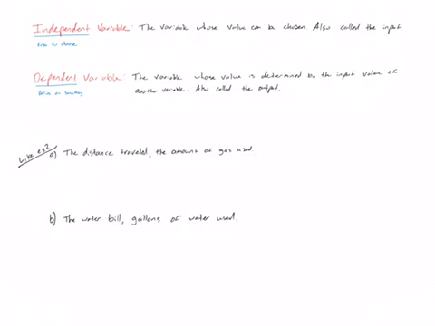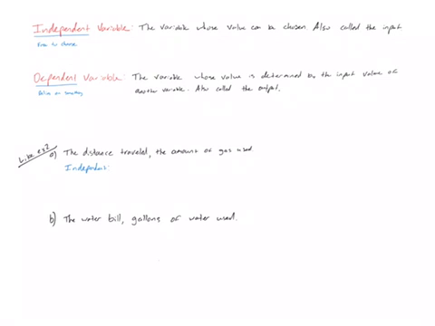Let's see if we can identify which is which. It says the distance traveled and the amount of gas used. So one of these is independent, one of them is dependent. So let's try to find the independent one. Which one of these can we choose? Well, I can choose how far I go, right? But I can't necessarily just choose how much gas my car is going to use. I can only choose how far I'm going to drive it, and the car determines how much gas is used.